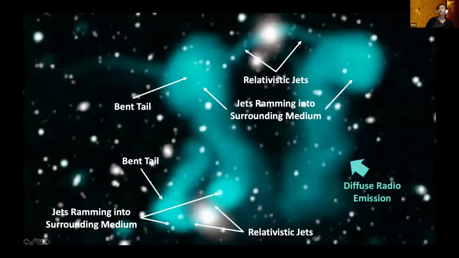So if we look at it in that system, then we can see that there's relativistic jets, a host galaxy, and you can see them ramming into the medium, and then this diffuse emission around. This structure coming out here, they have no clue what that is at the moment.